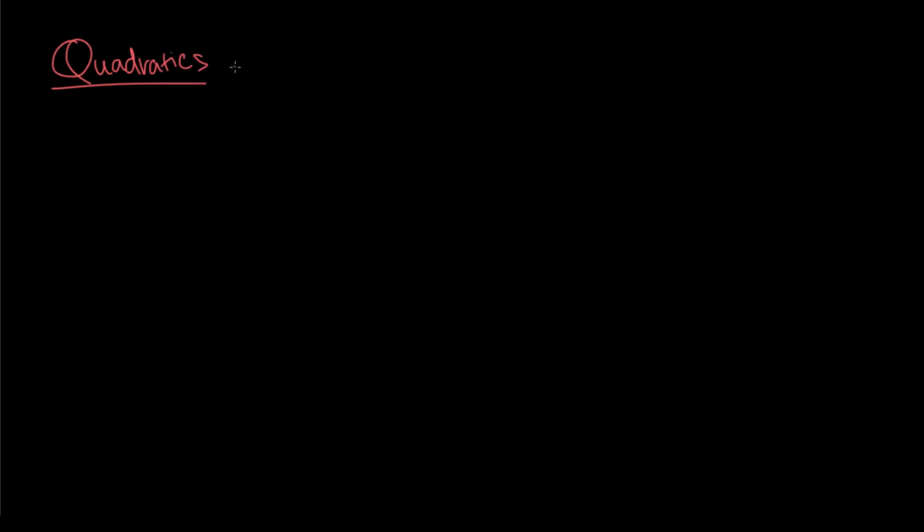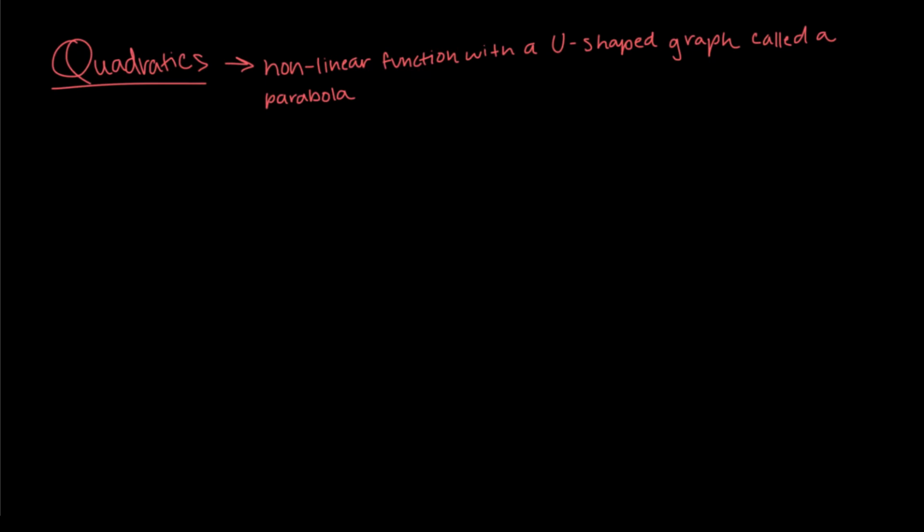Firstly, what is a quadratic? So a quadratic is a nonlinear function with a U-shaped graph that is called a parabola. So there's a few different forms of equations that a quadratic comes in. So the very first one, of course, is our parent function. Any and all quadratic equations are derived from this parent function, which is y is equal to x squared.